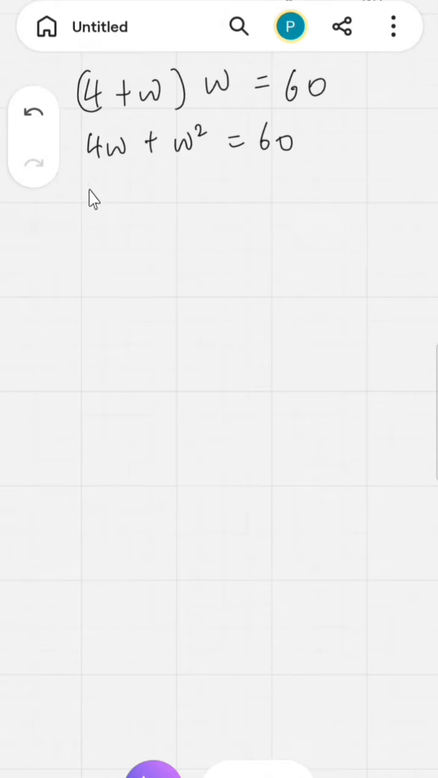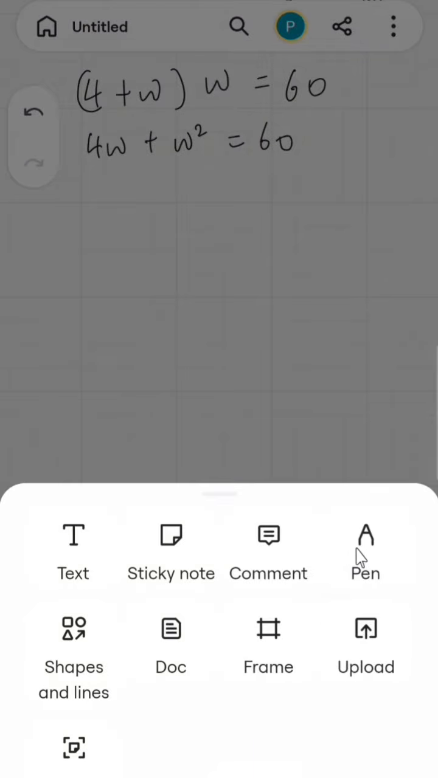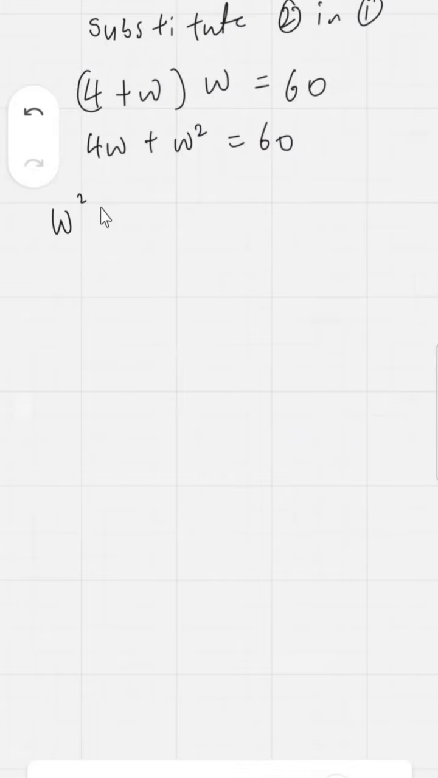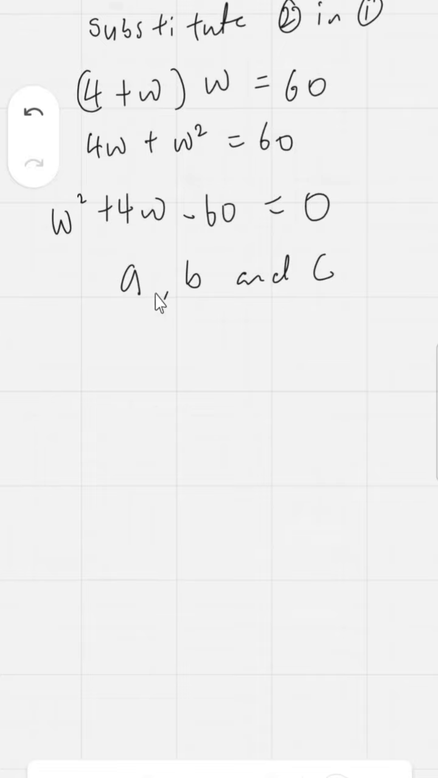Okay, so now we have our quadratic equation, and the quadratic equation is W square plus 4W. You bring your 60 in, minus 60 equal to 0. While we're bringing 60 in, we are trying to make it a quadratic equation. A quadratic equation has 3 components: A, B, and C. A is the coefficient of W square, because a quadratic equation is AX square plus BX plus C.